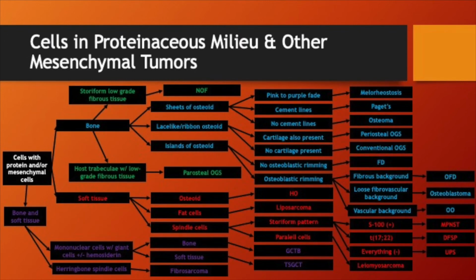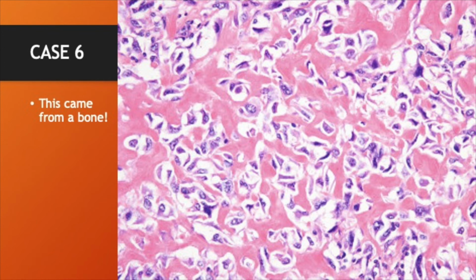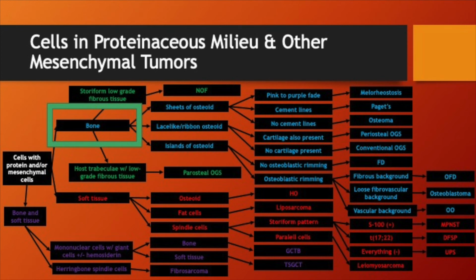So the first thing we're going to need to know, unfortunately, is something that has nothing to do with the histology. We need to know where this came from. Is this bone and soft tissue? Is this one or the other? And we need to be able to know that. So I'm going to have to tell you that this specimen came from a bone. So when we know that it came from a bone, we're in the mesenchymal cell algorithm, and we need to go back to the bone.